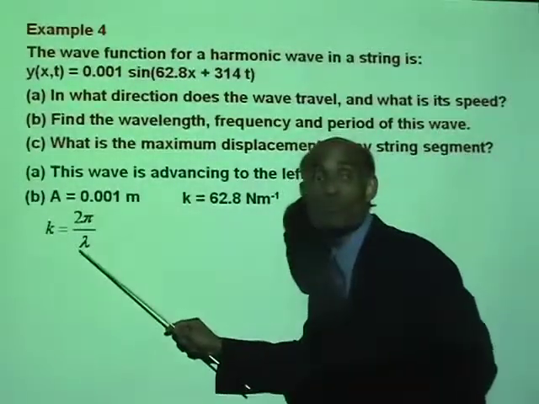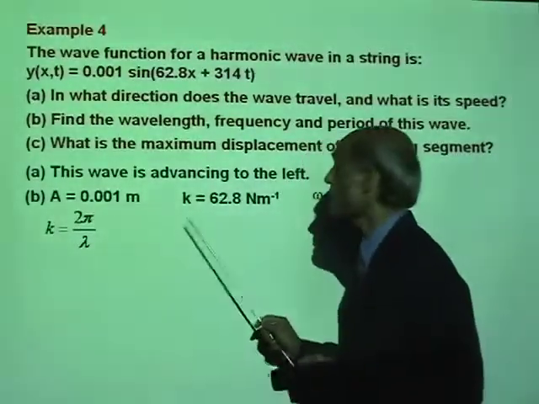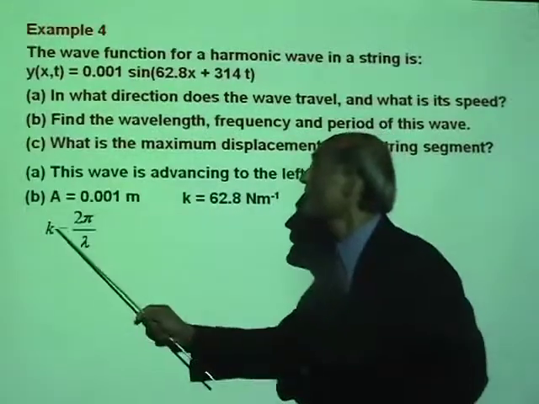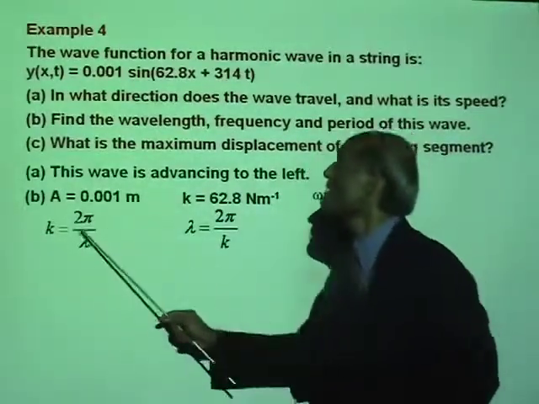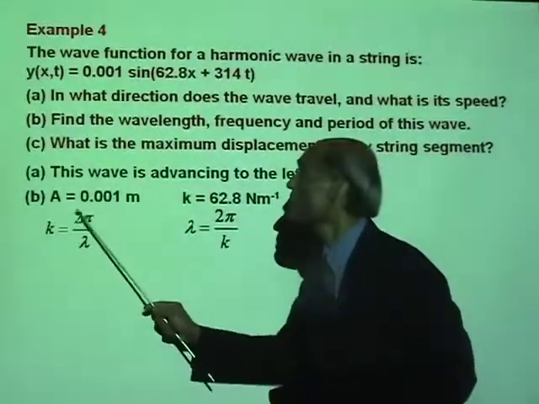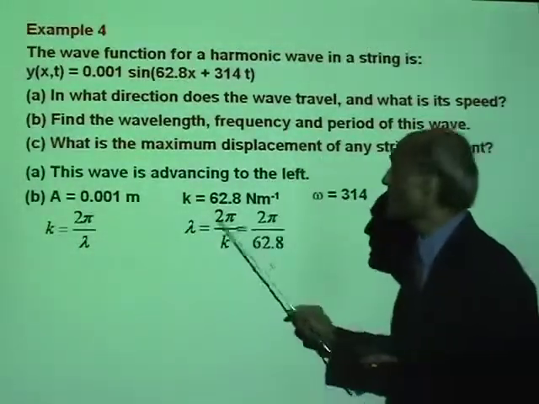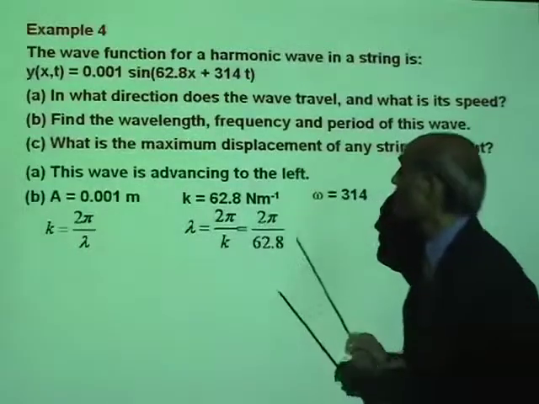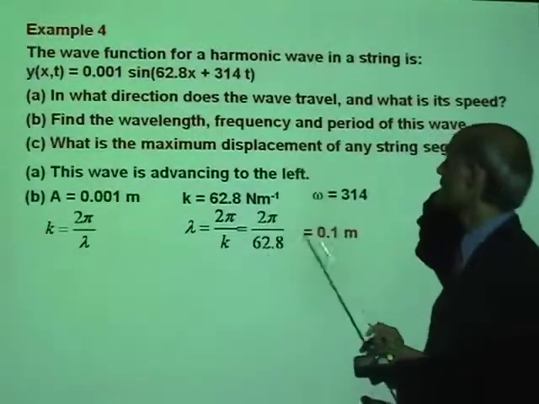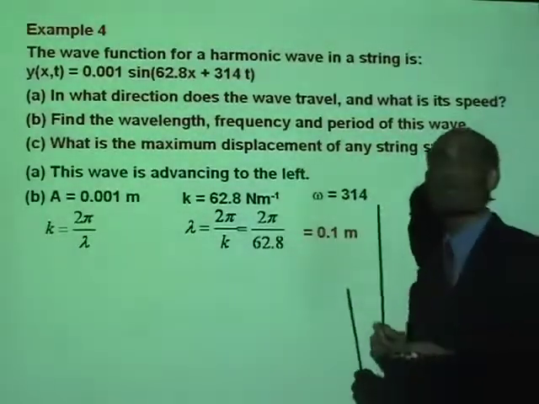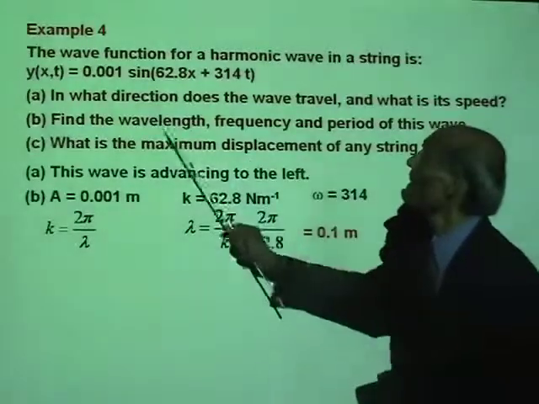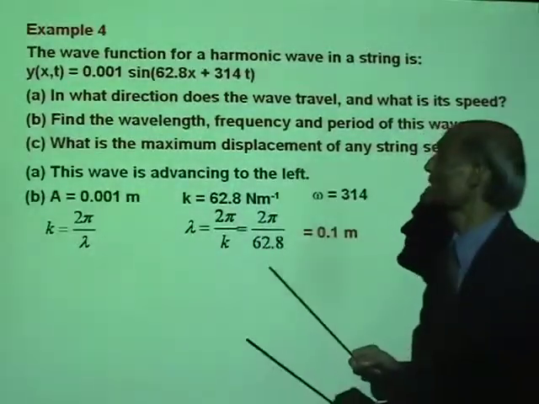K equal to 2 pi divided by lambda. And the value of K is given to us. Therefore, lambda equal to 2 pi divided by K. And that is 2 pi divided by 62.8. And that is 0.1 meter. So the wavelength is 0.1 meter.